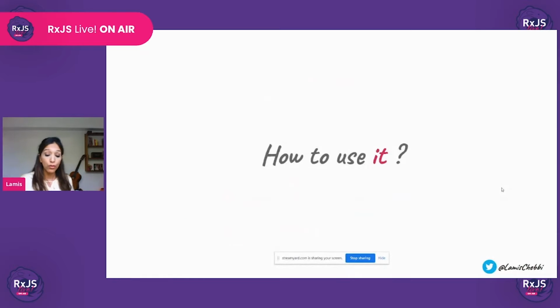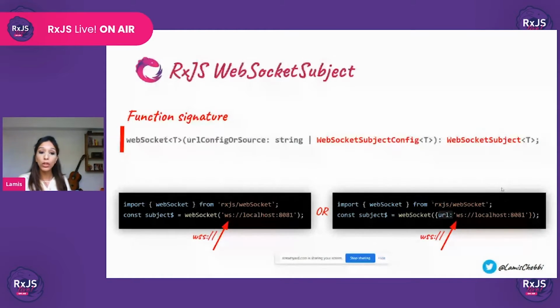And in order to use it, all that you have to do is call the WebSocket factory function available in the RxJS WebSocket subject, which takes as a parameter the URL endpoint of your WebSocket, and returns a ready-to-use subject.